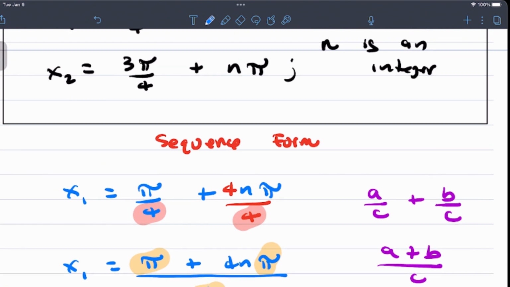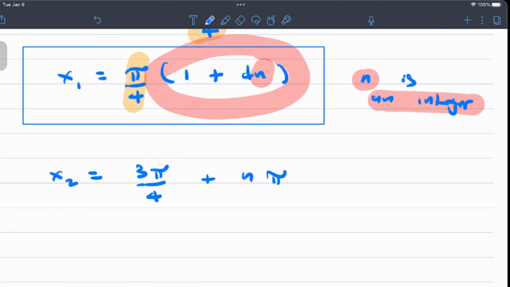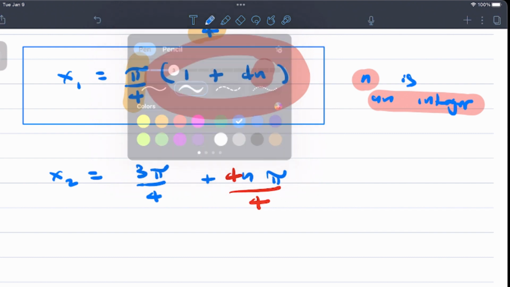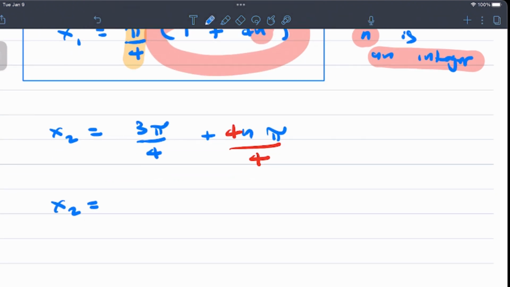3 pi over 4 plus n pi. So you're going to multiply the top by 4 and the bottom by 4. You're going to end up now again with 3 pi plus 4n pi, everything over 4, ladies and gentlemen. Just like before, this is exactly the same thing.